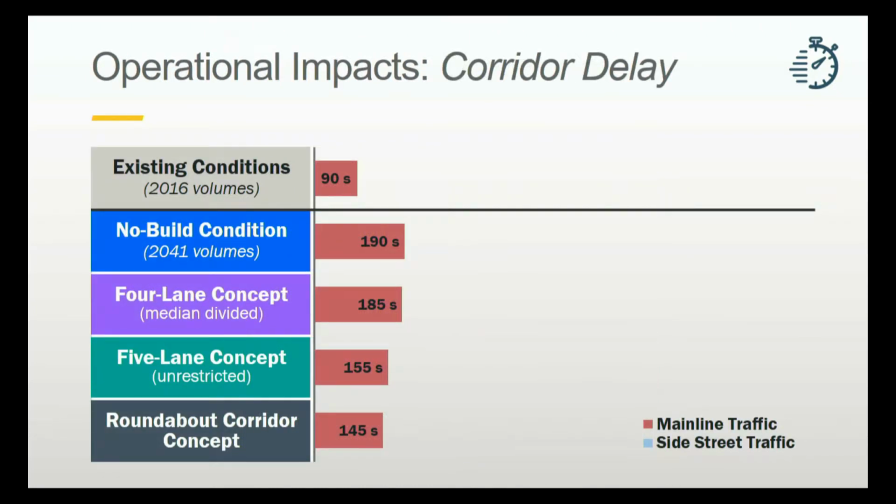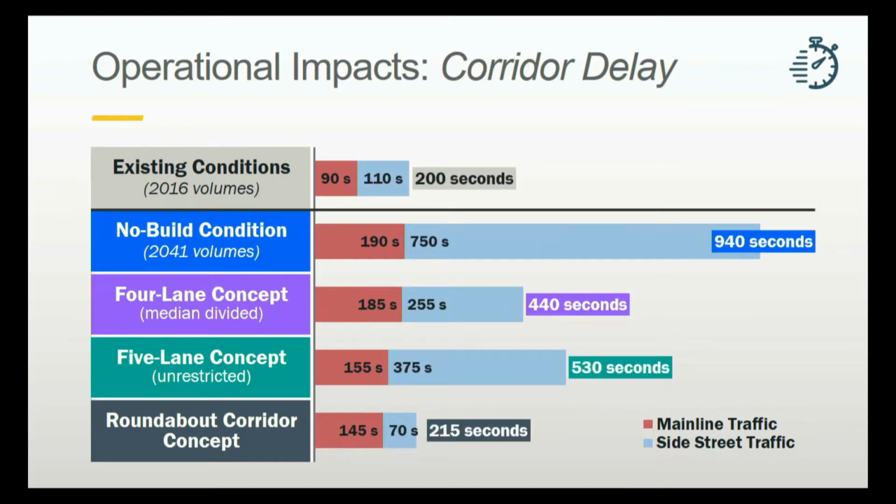So if we look at overall corridor delay for mainline traffic, the conclusions are generally similar to what we saw with travel time. Things get worse, and then with the various alternatives, they improve from the no-build condition. But if you're looking at the scale of this chart and thinking something's up, it's because we also wanted to take a look at the side street traffic. It's not just the main line volumes that we're concerned about.